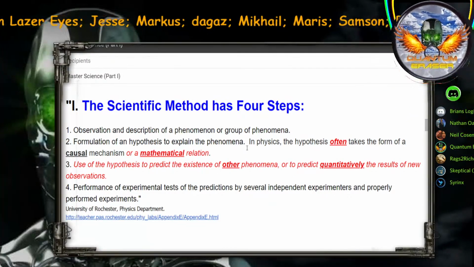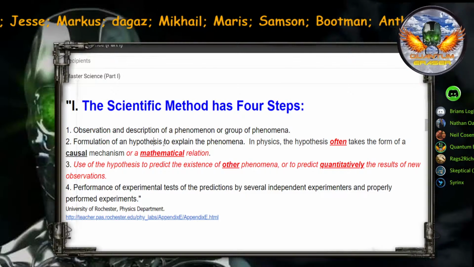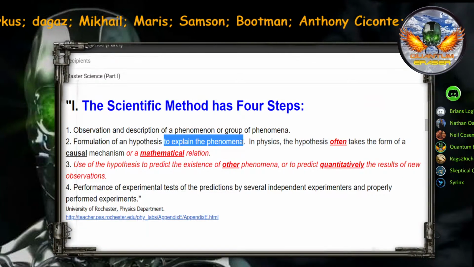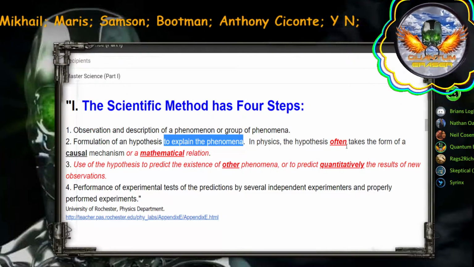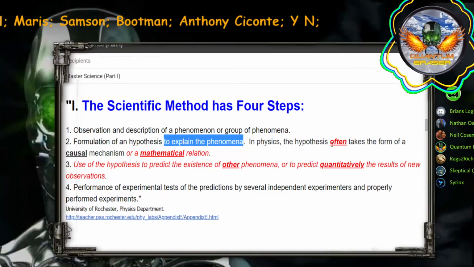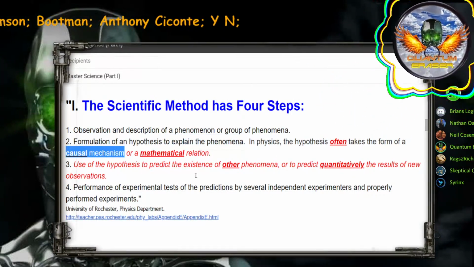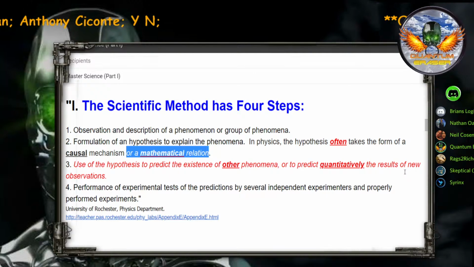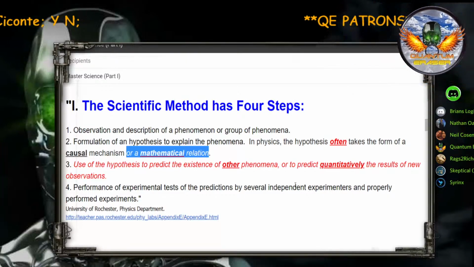Formulation of a hypothesis to explain phenomena. This is even incorrect. Formulation of a hypothesis is correct. To explain phenomena? No. Hypotheses don't explain anything. They're suppositions. So I should have redlined that, but I didn't. In physics, the hypothesis often takes, always, Professor Wolf's, always takes the form of a causal mechanism. Always. That's the only thing it does. It has nothing to do with this nonsense mathematical relation. Nothing to do with it whatsoever. Show me a natural equation found in nature. Professor Wolf's. Yeah, you're done right there.